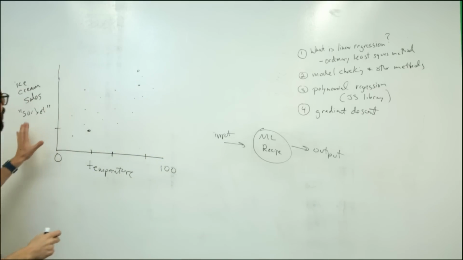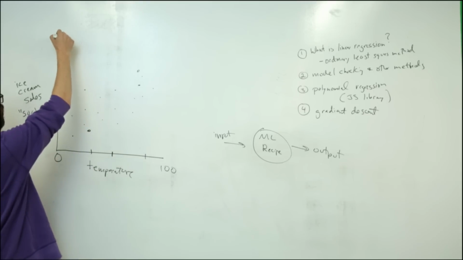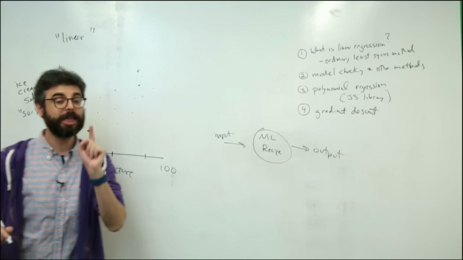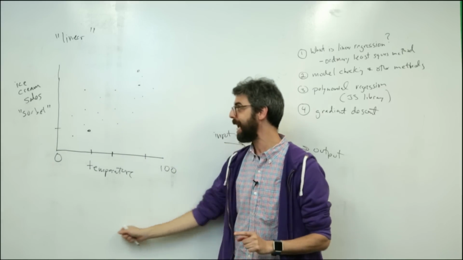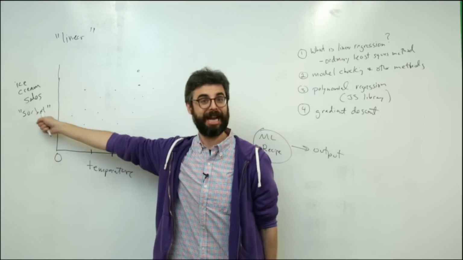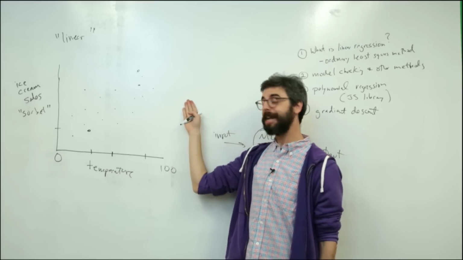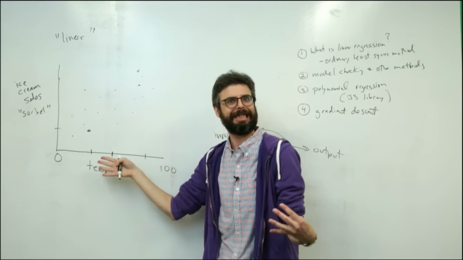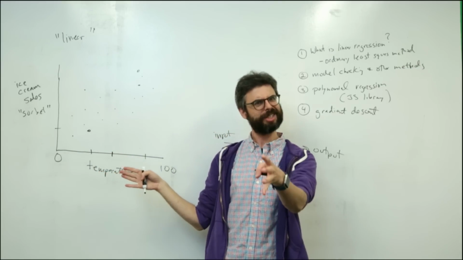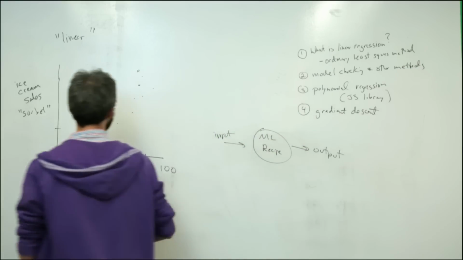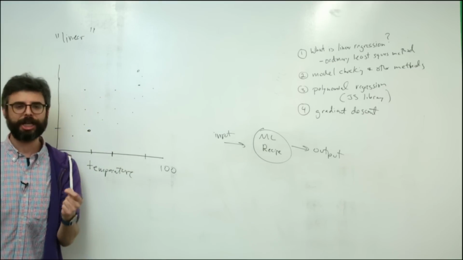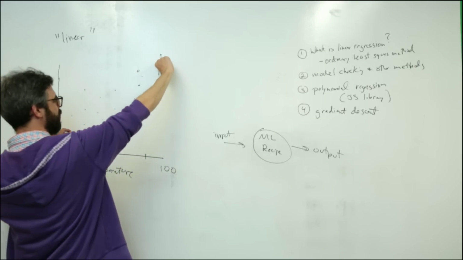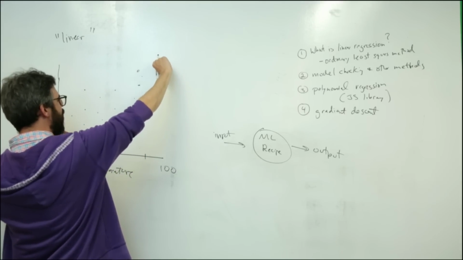Well, this is a scenario where it appears there is a linear relationship between temperature and sales. The higher the temperature, the more the sales. The lower the temperature, the fewer the sales. So the idea of a linear regression is to figure out how we can best fit a line to this data.